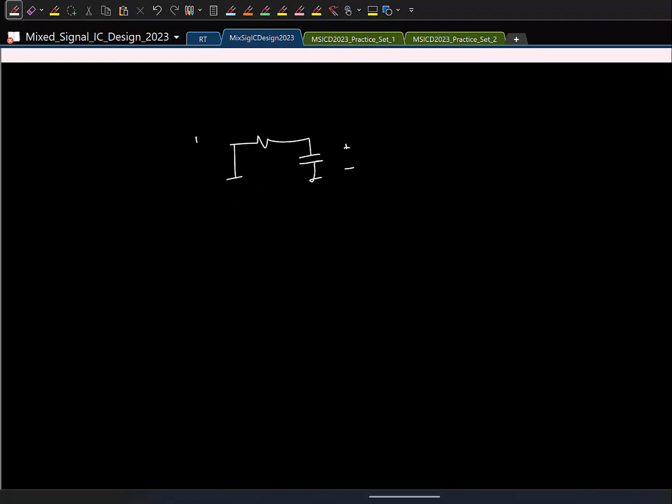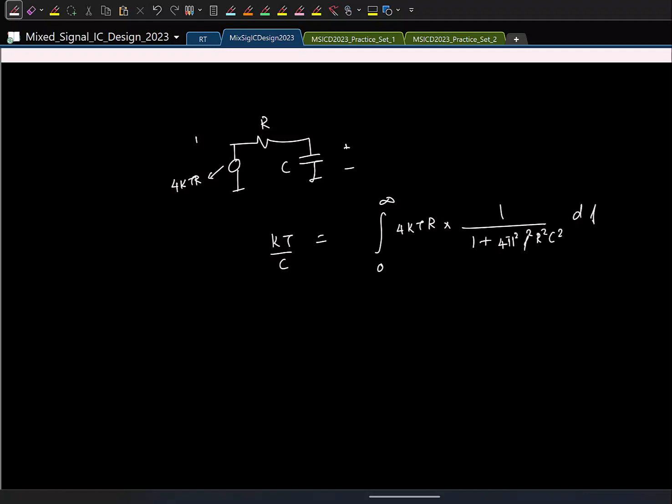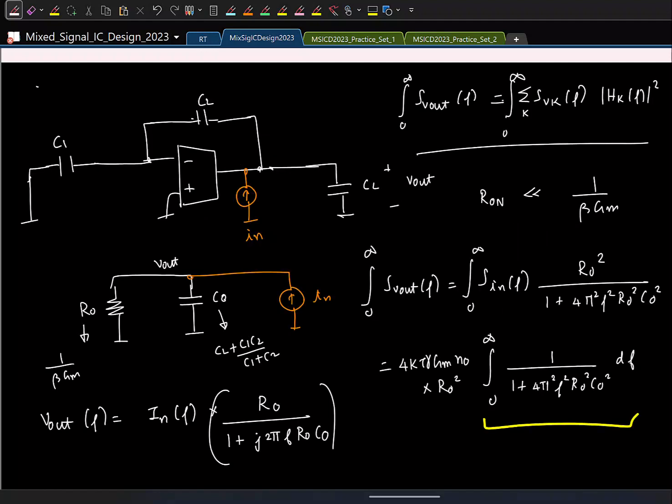Simple thing is, you guys know that if you have an R and C, what is the mean squared value? kT by C. And remember, this is the same as the integral from 0 to infinity. This is the noise voltage source. What is the power spectral density of this voltage source? So it's 4 kTR times the magnitude squared of the transfer function, which is 1 by 1 plus the square. So it's basically 4 kTR times the integral. If this should be kT by C, what should be the value of the integral? 1 by 4RC. So this is a good result to remember. We'll use it throughout the course. So this simplifies to 1 by 4 R0 C0.